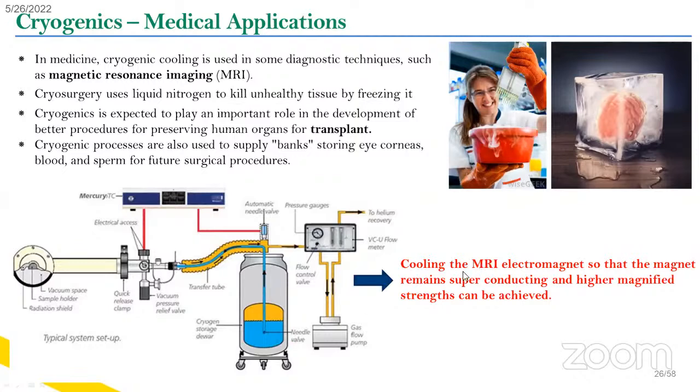Here you can see one of the applications where we use cryogenic liquid nitrogen. The cooling of the MRI electromagnet is very important, so that the magnification and the imaging quality are very good. This can be achieved only by maintaining a low temperature on the electromagnet. So these are some applications of cryogenics.